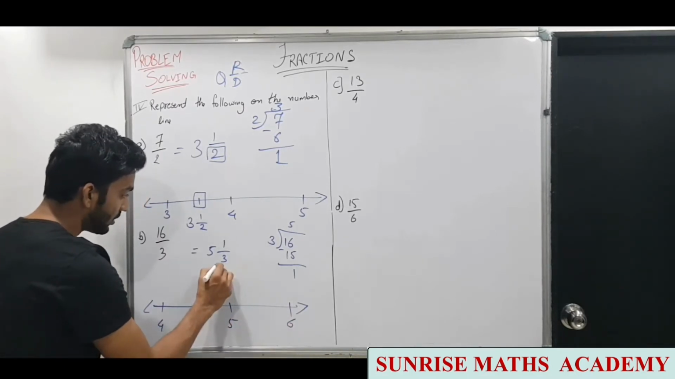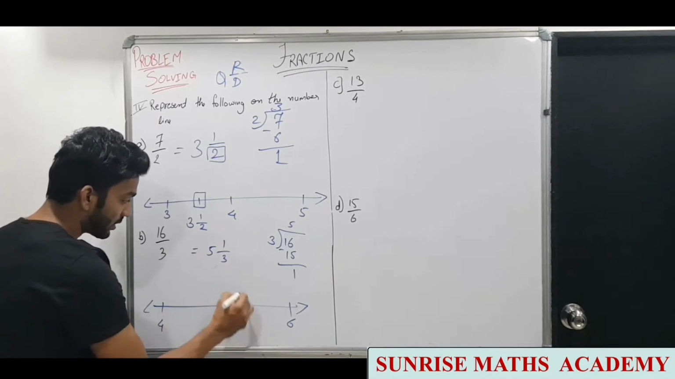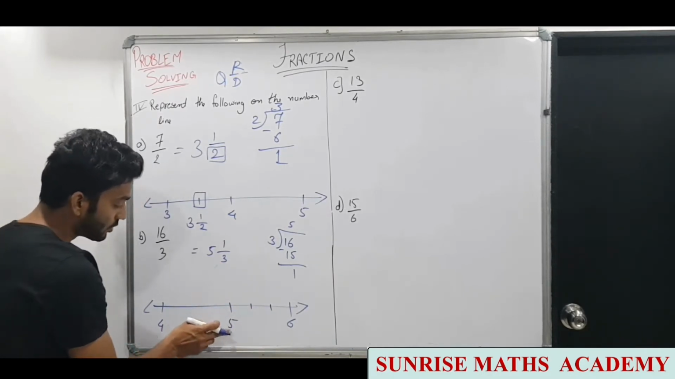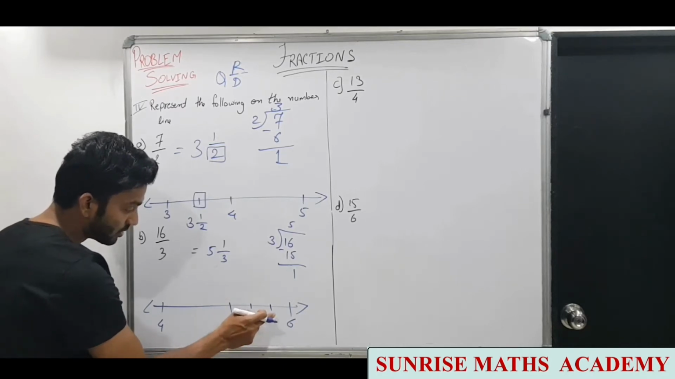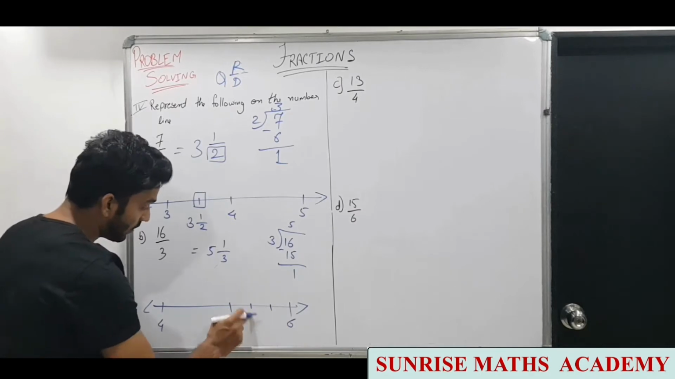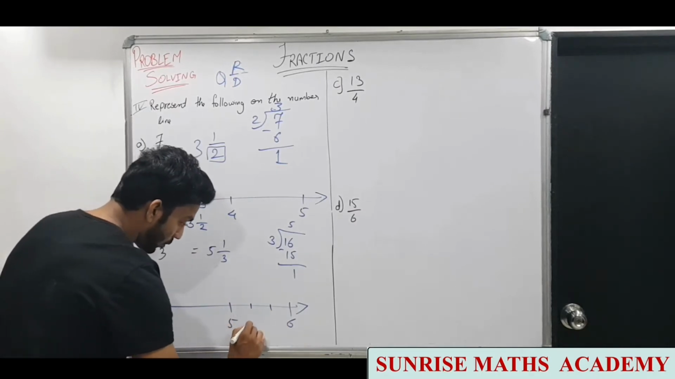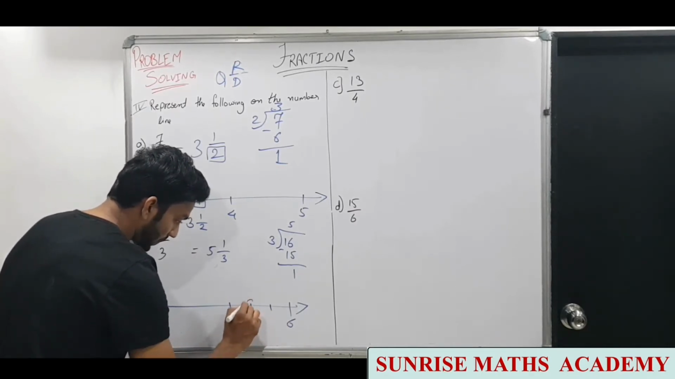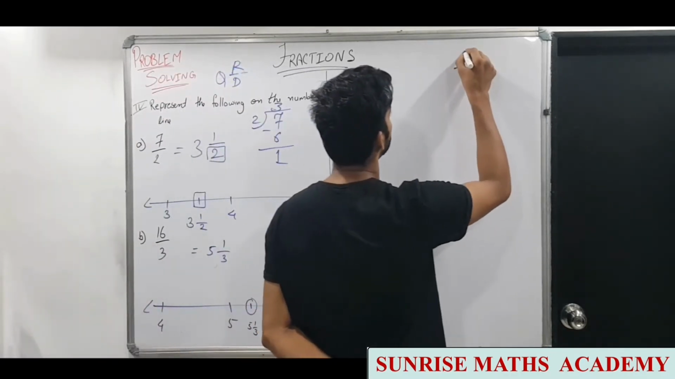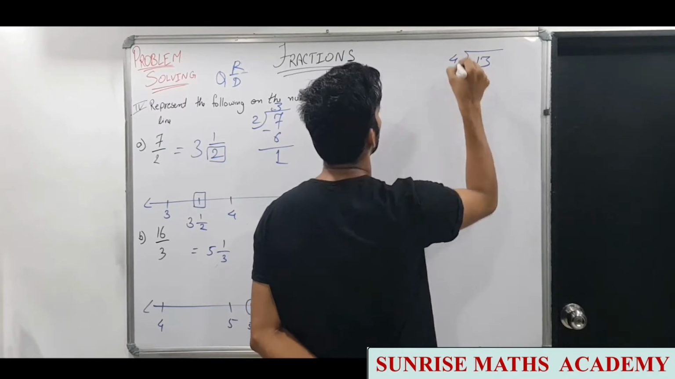And since the denominator is 3, we'll be marking 2 lines, so making 3 parts. This is 5, this is 5 1 upon 3, this is 5 2 upon 3, and this is 5 3 upon 3. We need 5 1 upon 3. That is this point. Next fraction is 13 upon 4.